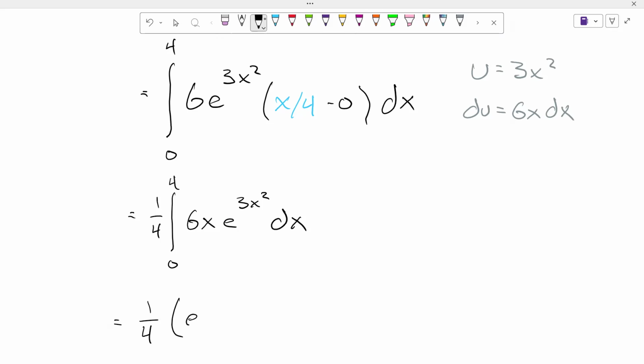This will be e to the 3x squared, where x is 4. So let's see, 4 squared is 16. 16 times 3 is 48. I think that's e to the 48 minus e to the 0. E to the 0, of course, simplifies. I'll just call that 1. And there's an answer.